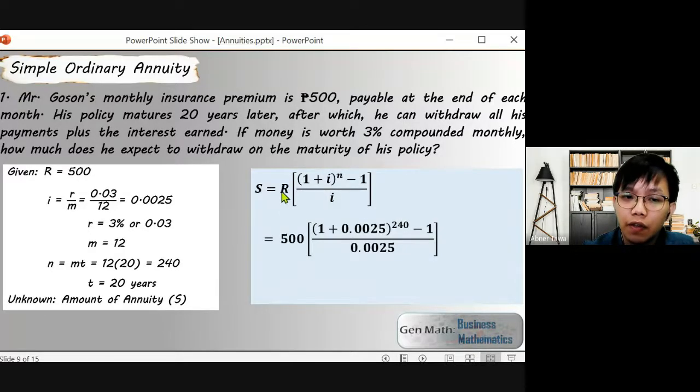Wherein R here is the 500 pesos. Then just copy the constant 1, 1 plus 0.0025, that is the value of I we have here, raised to the value of N, which is 240, minus 1, all over, just substitute again the value of I, that is 0.0025.